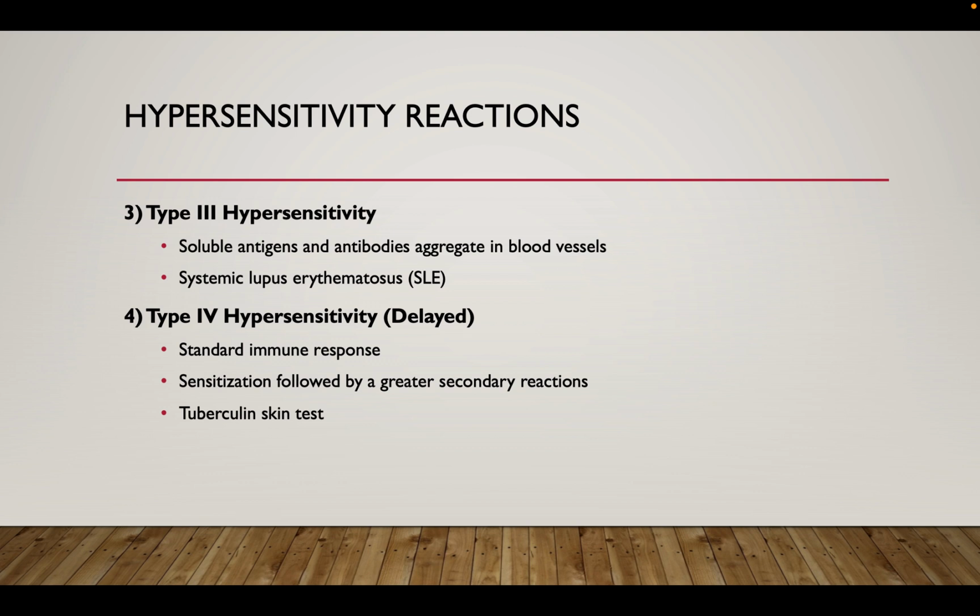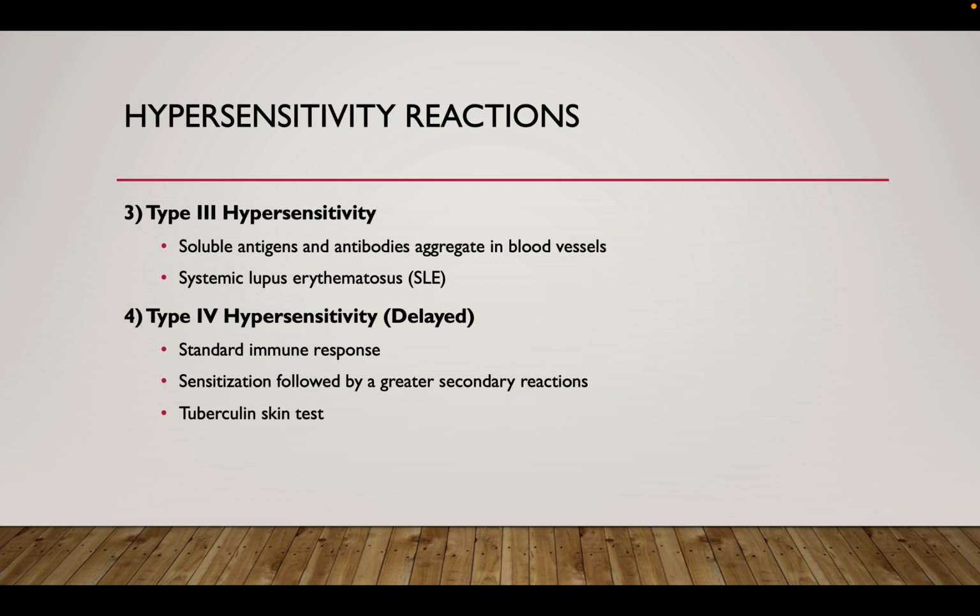And then lastly, type 4 are our delayed reactions, so things like a tuberculin skin test. If you work in healthcare, you already know you get a tuberculosis test. It's a skin test that goes directly under the skin, and it creates a small raised portion under the skin, and then it will be read in 48 to 72 hours. If it is a positive reaction, indicating that you have been exposed to tuberculosis, the region will be very red and even more raised, and it will be more firm.